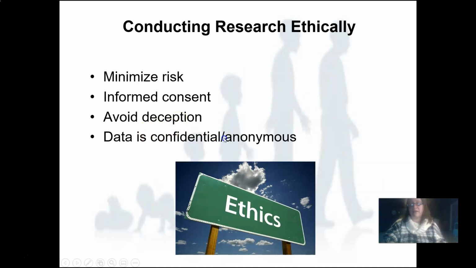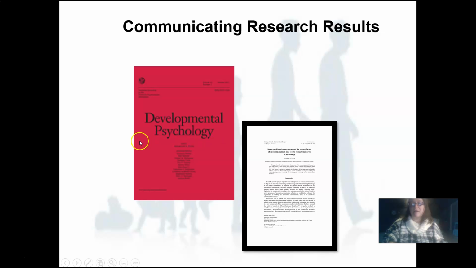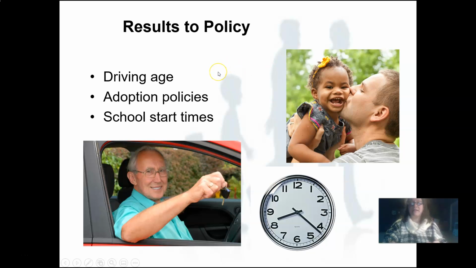And then you have to keep the data confidential. Don't go tell everybody what you found. You can communicate the research results in a journal, but you don't want to give any specific information about one person that lets them be identified. So we have to group all of the people together and publish that data. And then hopefully, this is our end, the results will be implemented into policy.